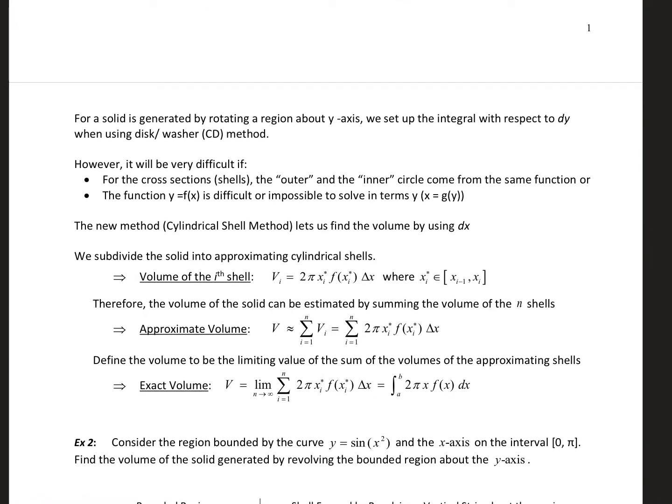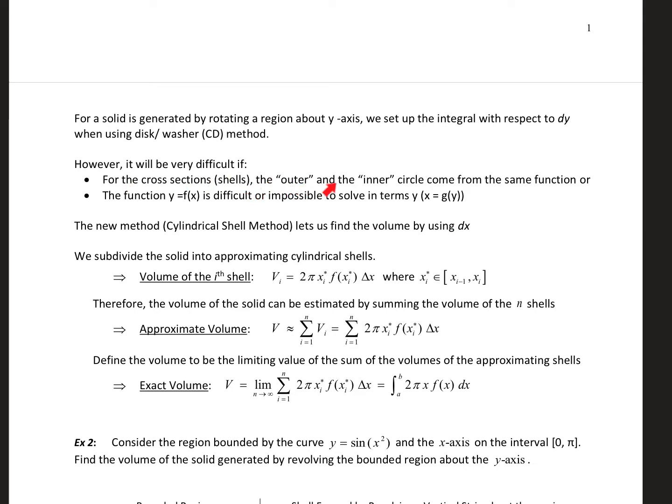So the difference is between this and what we learned before. If you're rotating about the y-axis, before, with the washer's cross-sectional method, we did it with dy. Here we're doing it with dx. So for the cylindrical shell method, we find it using dx when it's rotated about the y-axis. So it's like the opposite of what we did before.